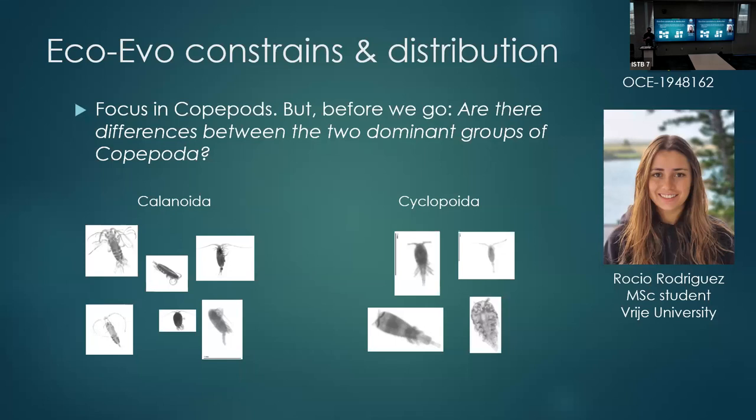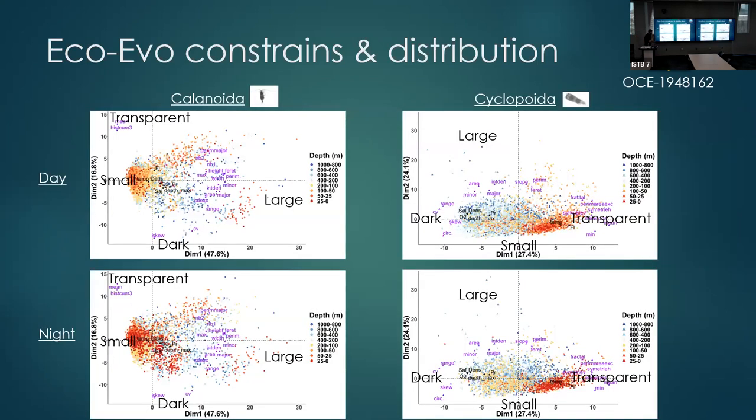What happens with the vertical distribution in the subpolar North Pacific? Remember, there is a strong oxygen gradient. Let me explain this slide, don't worry. Let's focus first here. Yes, it's calanoida.